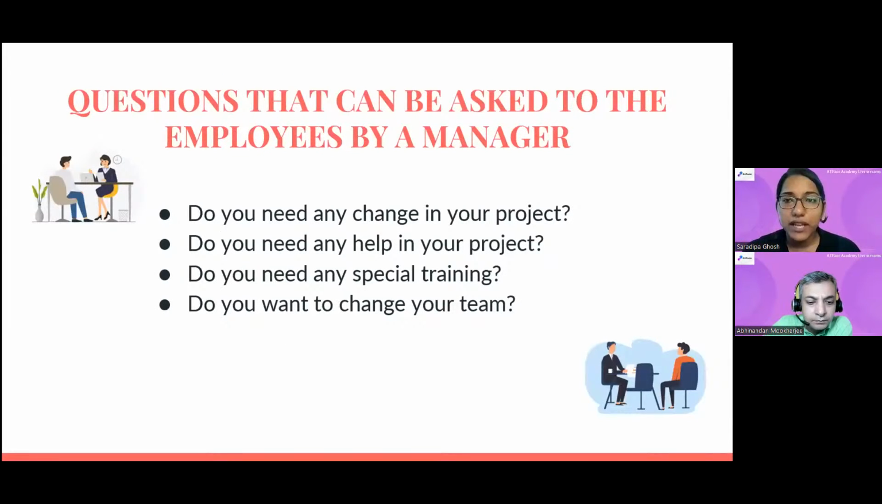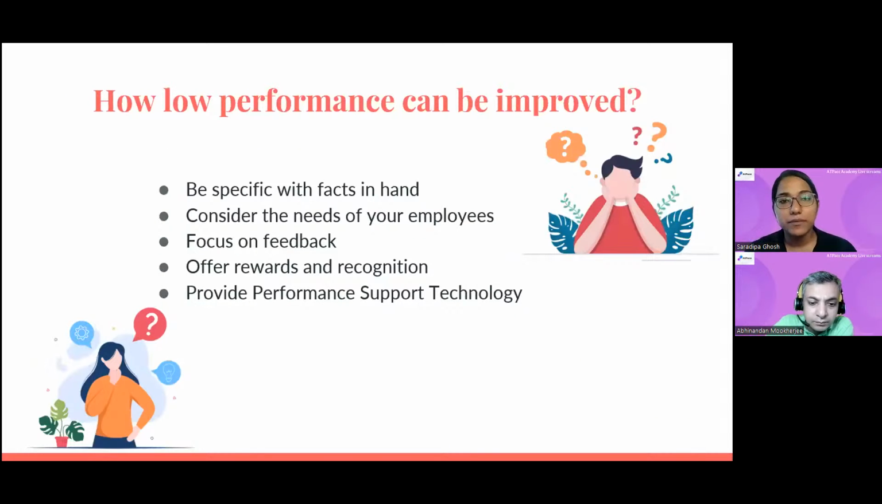And these are the questions that can be asked to the employees by a manager. A manager, not an HR manager, as in a supervisor. So what can they ask their employee? Do you need any change in your project, or do you need any help to complete your project, or is any special training needed or not, or if they are not feeling comfortable with their team and they need to change the team. So these are a few points on how low performance can be improved.